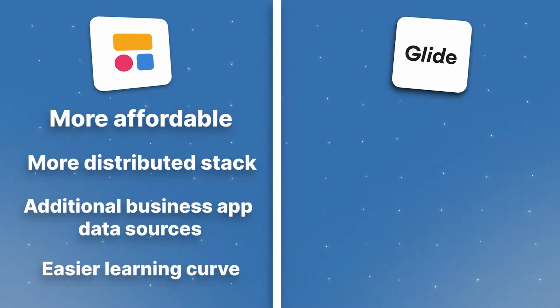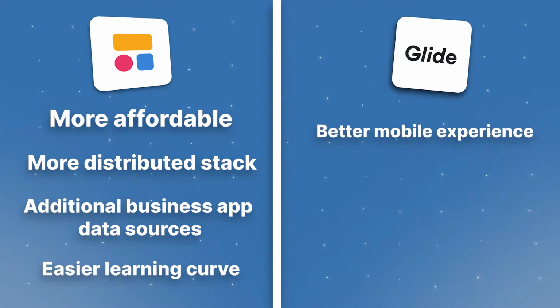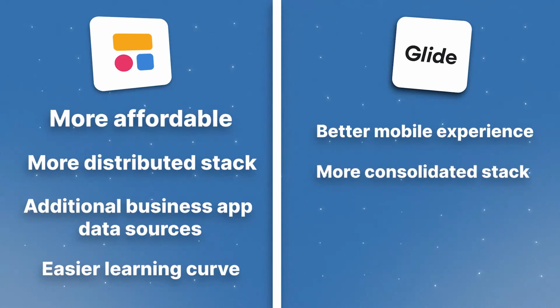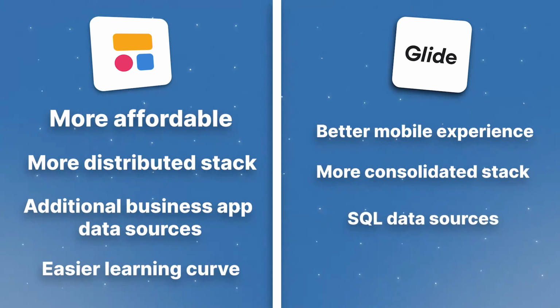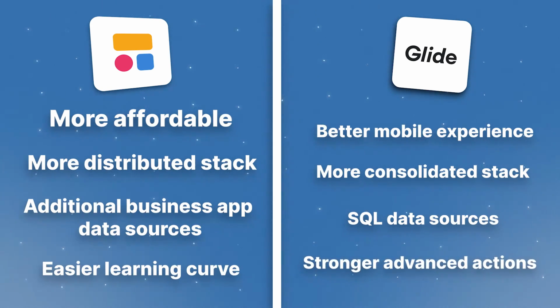Glide, on the other hand, has a better mobile experience and more aesthetic design right out of the box. With Glide, you can have a more consolidated stack using fewer tools. And Glide's more focused on SQL data sources if you already have internal databases at your company. And finally, Glide's going to be a great choice if you want stronger native advanced actions within the platform.